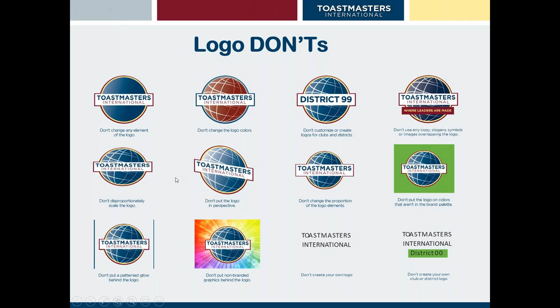The things that you don't have to do is create your own logo or take the existing logo and change it, especially the background of the Toastmasters logo. If you see, it is green; they've removed the globe here actually and stretched it. So change the background or just create your own logo for your club or your district. It's not allowed actually according to branding guidelines.